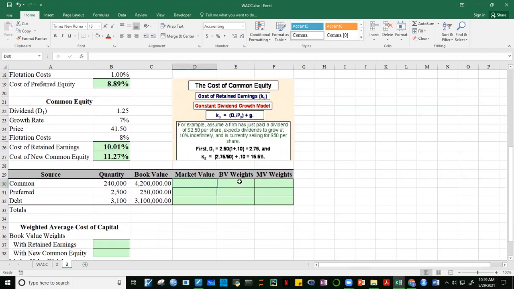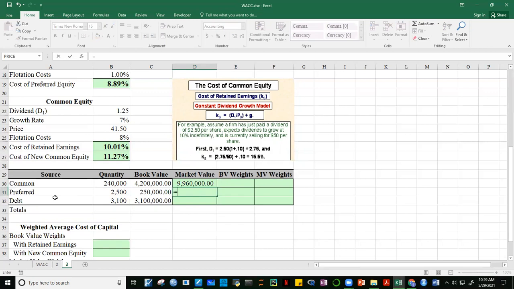market value and book value. Meron tayong book value dito. Market value wala pa. So magkano yung market value natin? Yung common equity natin, 240 shares multiplied by magkano yung price na ngayon? 41.5. So that's the market value.